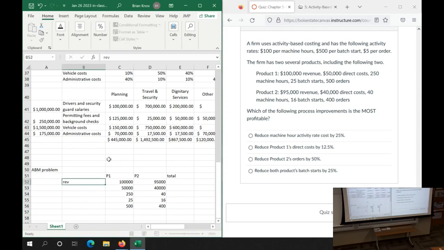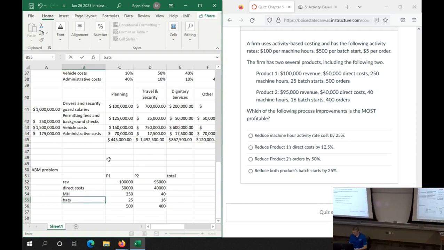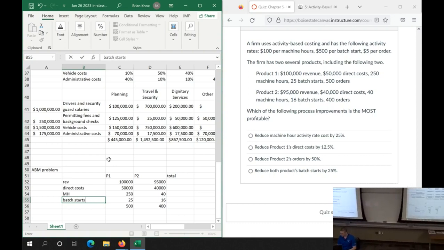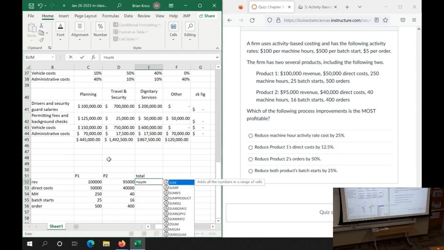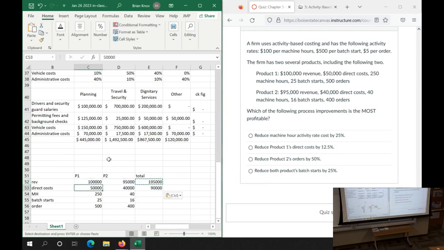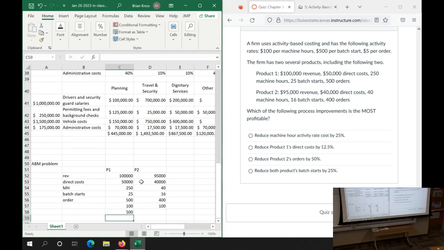Okay, we'll label all those: rev, direct costs, machine hours, batch starts, orders. Okay, I care about those two, I guess. Sure, really need the total column there. In fact, I'm not going to get the total column in here. Forget you. Okay, now we have our rates, and I'm just going to copy them over to both: 500 and 5.